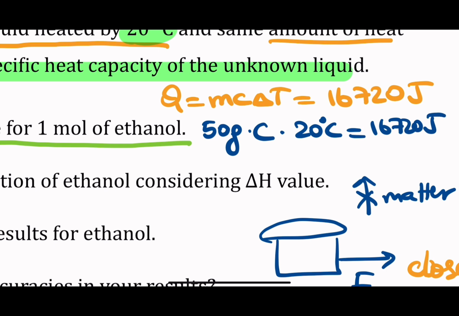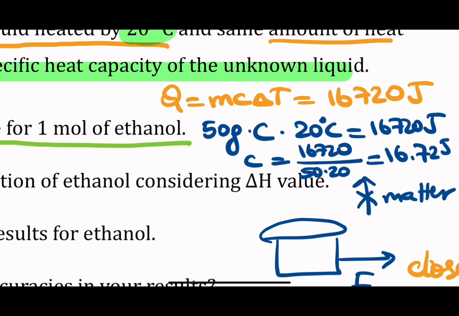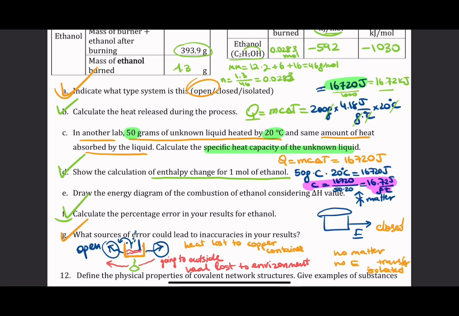16,720 joule. Now C would be 16,720 divided by 15 times 20, and this is basically dividing it by 1,000, 16.72 joule over gram times degree Celsius. This is the specific heat they are talking about. Okay, so this one is done as well.